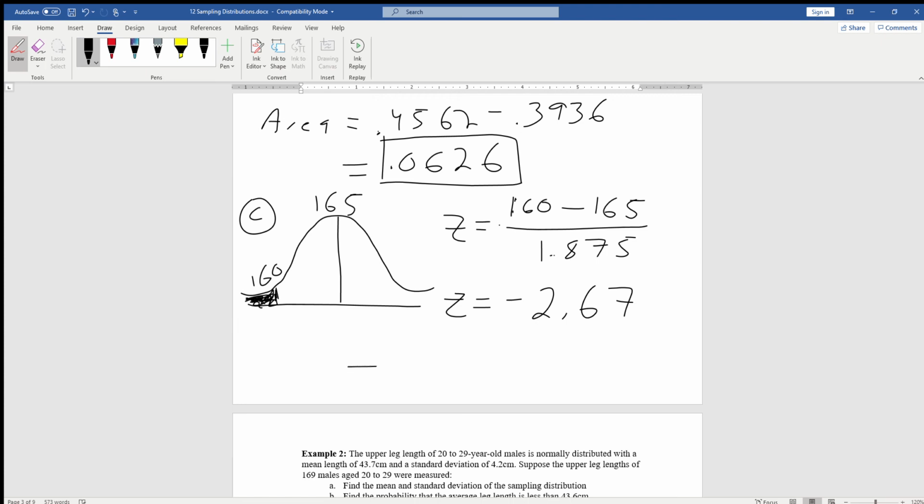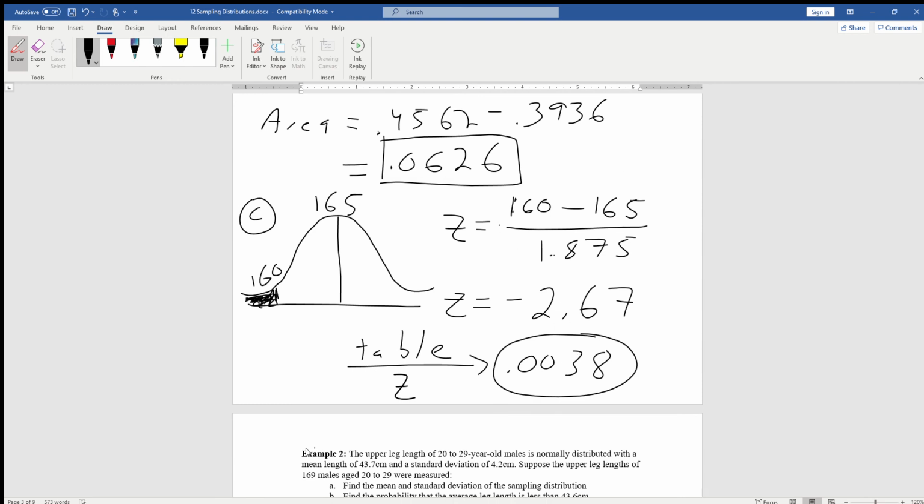Then we're going to go into the z table, just like we've done before. We're going to get a very small value for negative 2.67. I got 0.0038. So there is less than a 1% probability that the average number of days before breakdown of the 64 Ford Escorts is going to be less than 160.